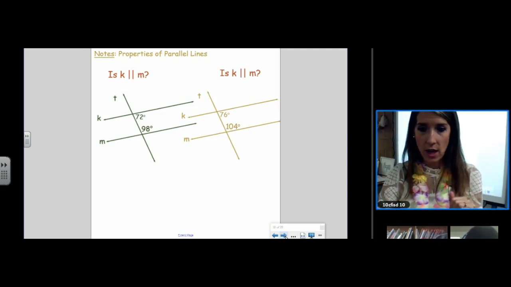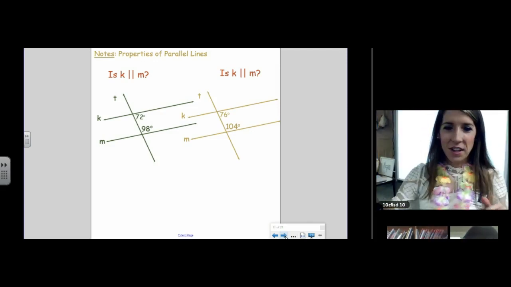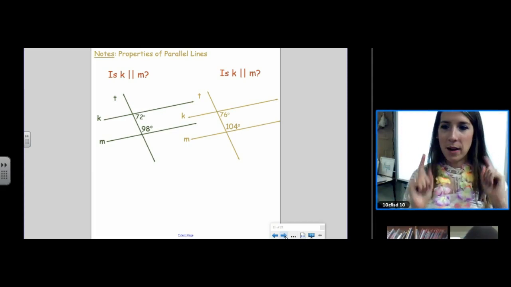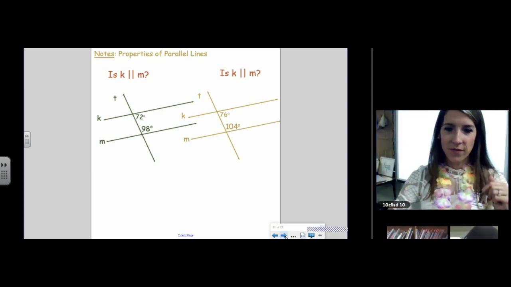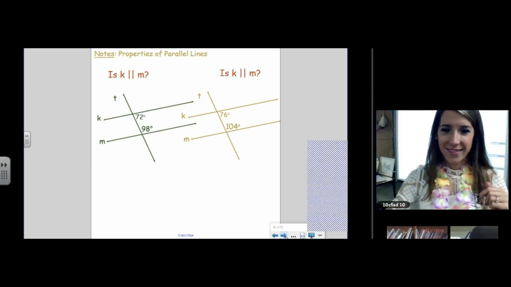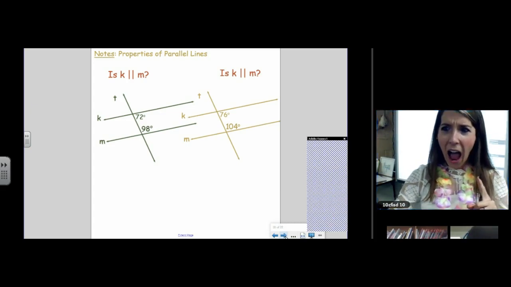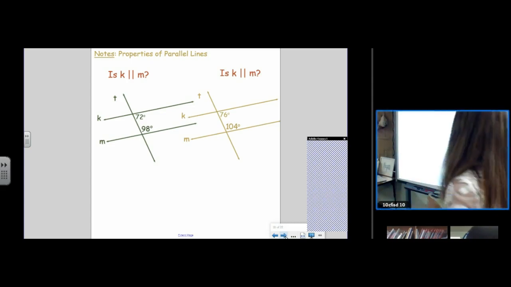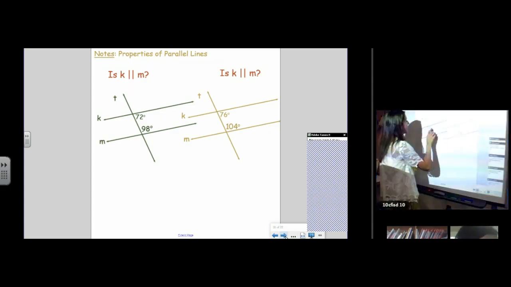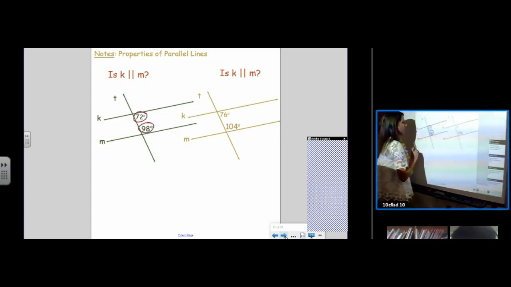Don't type your answers yet. So in the green picture, is K parallel to M? Go! It was supposed to be easy, but we have mixed results. Okay, let's find out. All right, so let's start by naming these two angles.